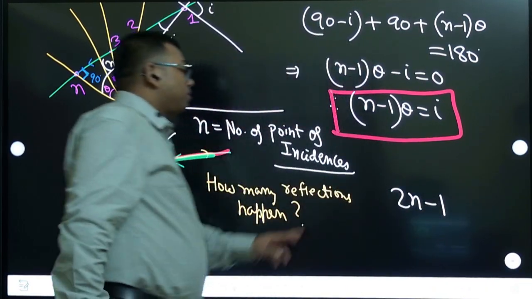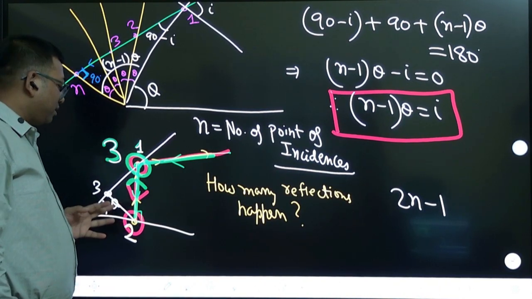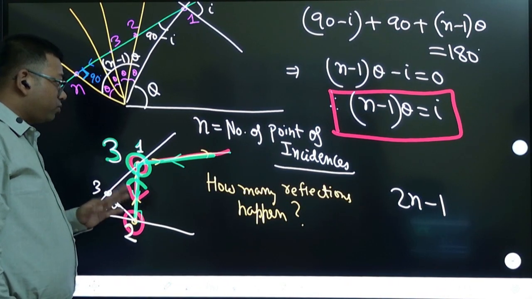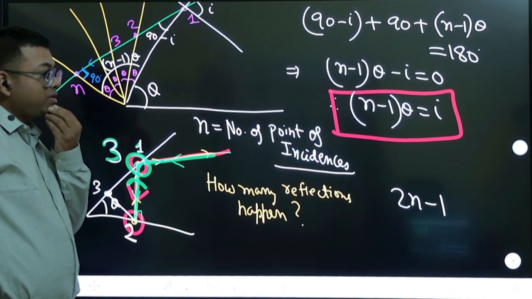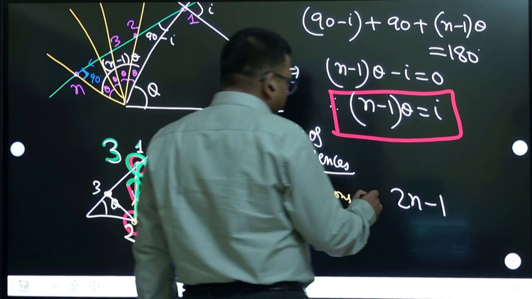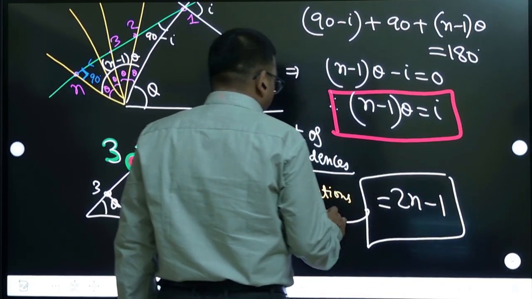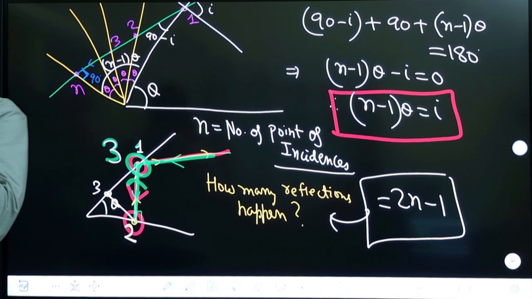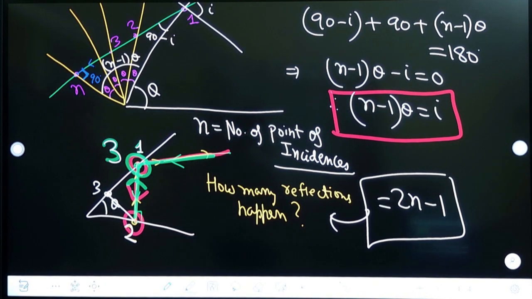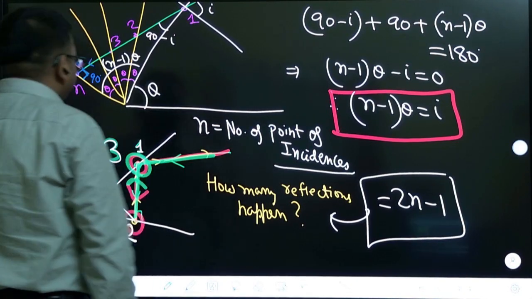Just check that. Suppose I put n as 2, so 2 times 2 is 4, minus 1, 3 reflections. If I take 3, so 3 into 2, 6, minus 1, 5. I think that formula is fitting there. Correct? That is what it is. So the number of reflections will be calculated by this formula, where n is the number of points of incidence. Okay, you can check it for any case. Yes, that's what it is. Okay, so I think we are done with these plane mirrors.